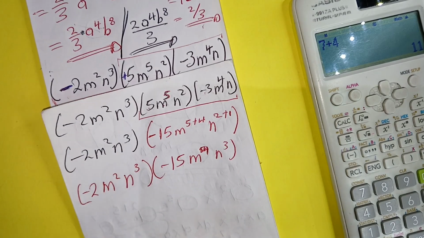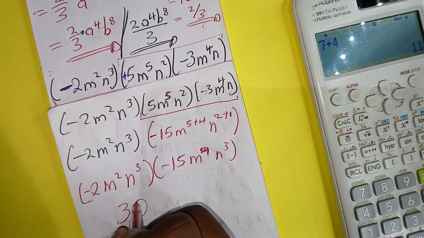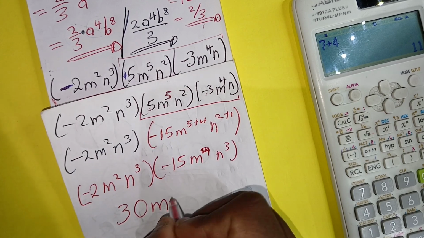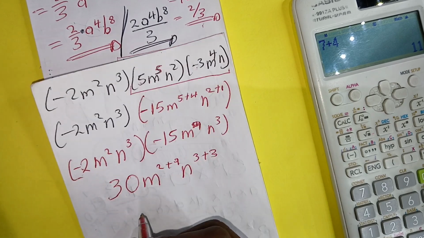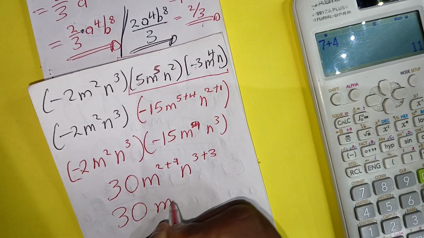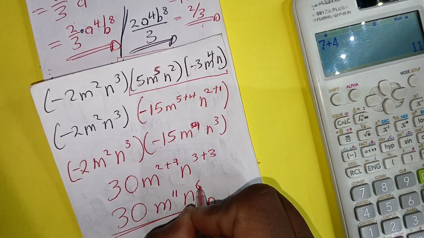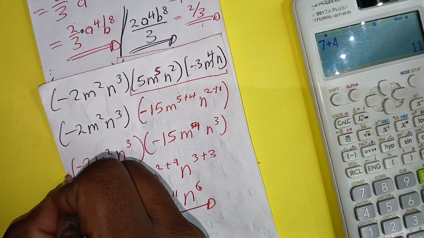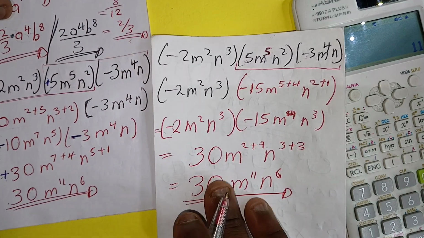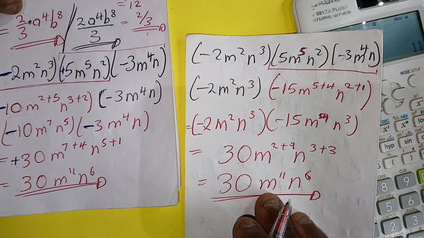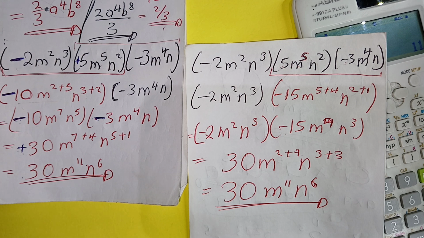Yeah. So check something now. When we multiply same sign, we get positive. We get positive m^(2+9) and n^(3+3), so the final answer here will be 30 m^11 n^6. And this final answer, I'm sure, is the same as that one. Do you see? So there are two ways that you can approach this question. Then you can just screenshot and make your own notes for this.